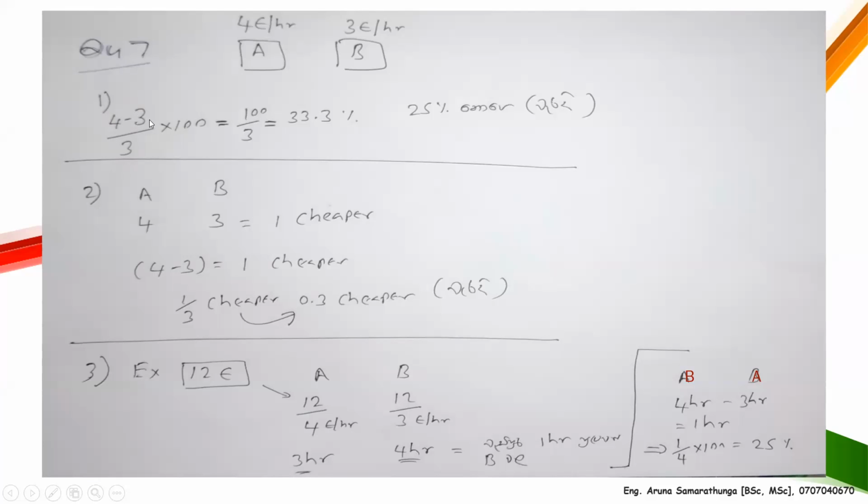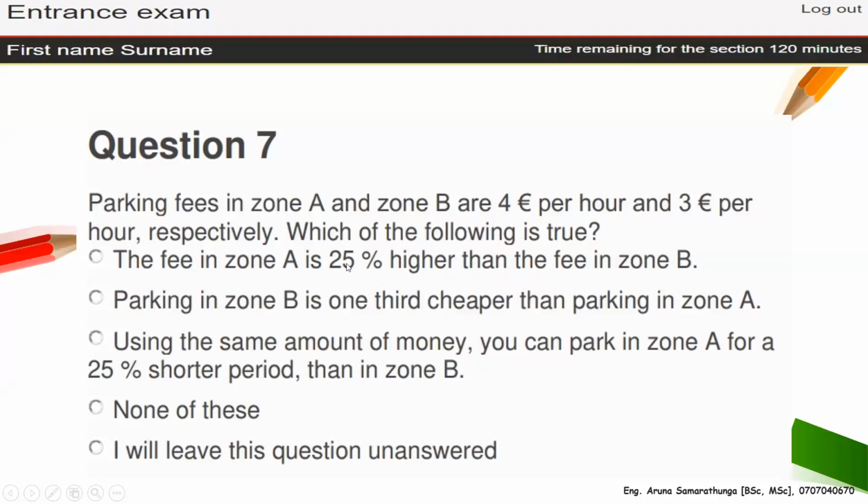4 subtract 3, subtract from 4. So you have to take the percentage, no? Then you have to multiply by 100. Then it will become 33.3, not 25. So that means this one is wrong. It should be 33.3, so not 25. So this is wrong then.